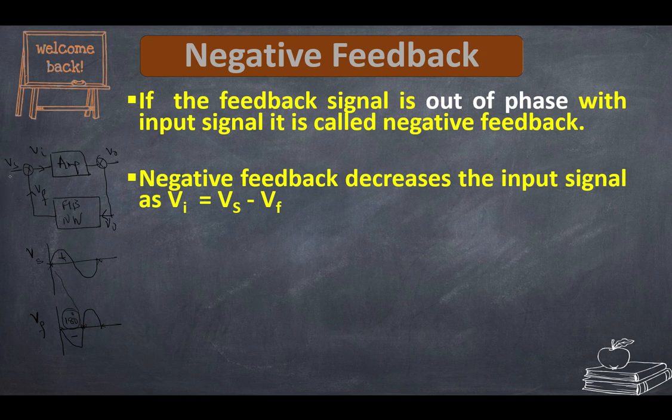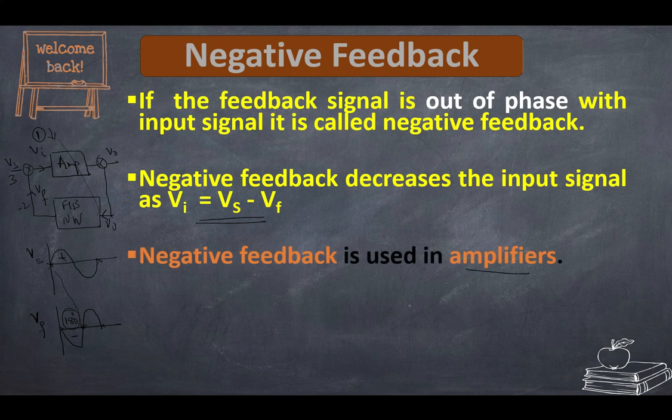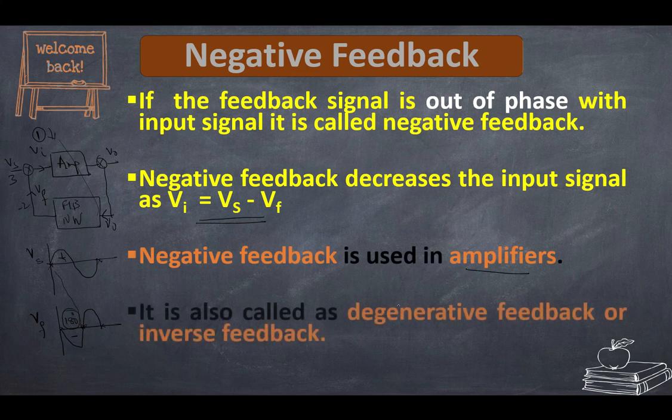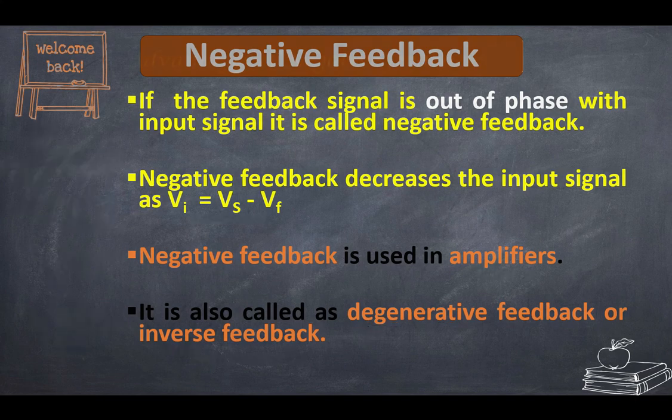It is like this is 3, this is -2, the input will be 1. What happened here? This got decreased. So Vi is equal to Vs minus Vf. This is the total voltage applied after the feedback signal. Negative feedbacks are used in amplifiers. It is also called degenerative or inverse or indirect feedback.